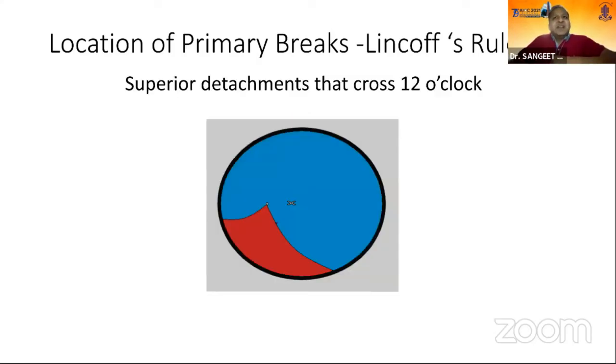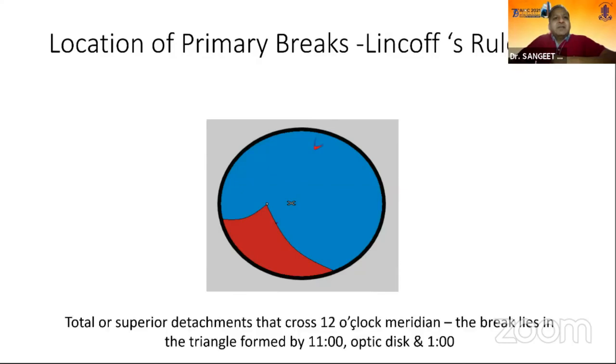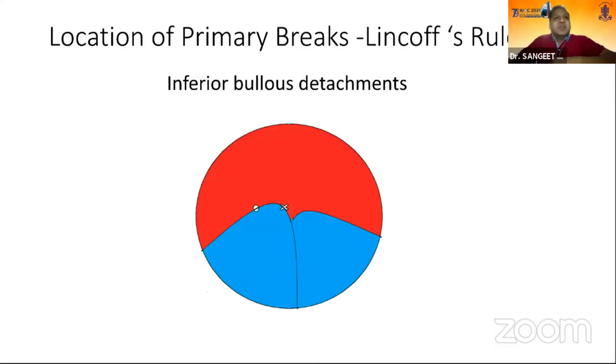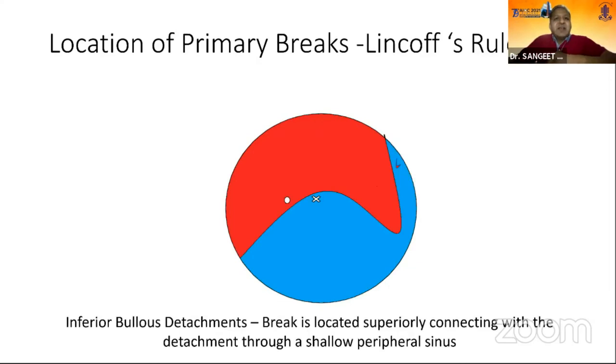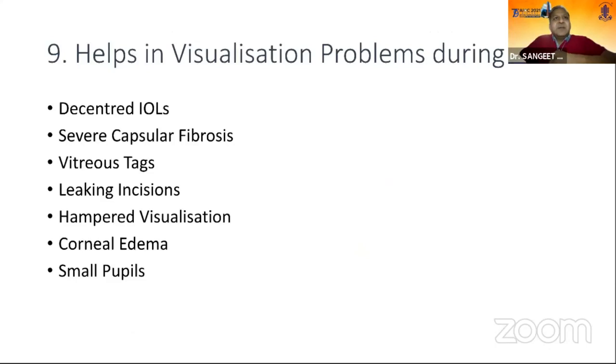Again, for superior detachments that cross the 12 o'clock position, many times the break will lie in the triangle formed by the 11 o'clock, optic disc, and the 1 o'clock position. And in an inferior bullous detachment, just looking at the configuration, if the detachment is inferior and is bullous, we generally have to look superiorly, and there could be a shallow peripheral sinus with the break in the superior quadrant connecting the break to the retinal detachment.